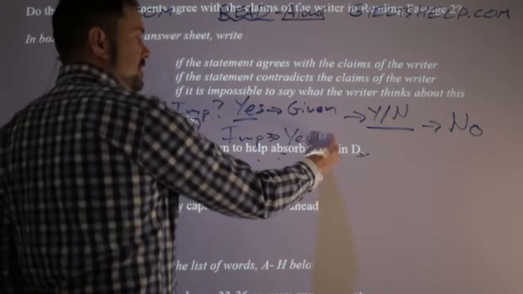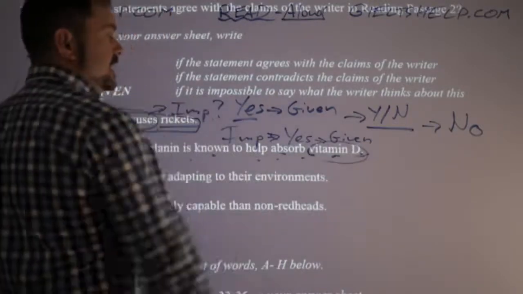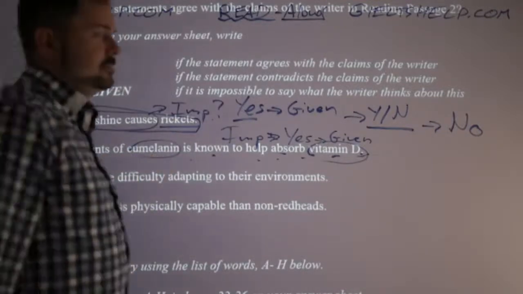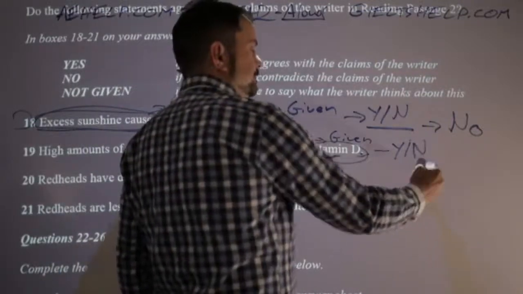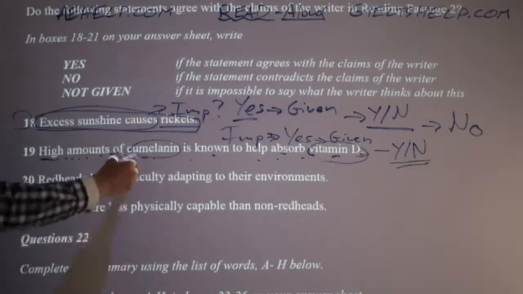So it's given. I know this because I remember that vitamin D is talked about quite a bit. Eumelanin is talked about quite a bit. Is it a yes or a no? I don't know, because I can't remember. I mean, I'm a good reader, but I can't remember what it says about high or low amounts of eumelanin.